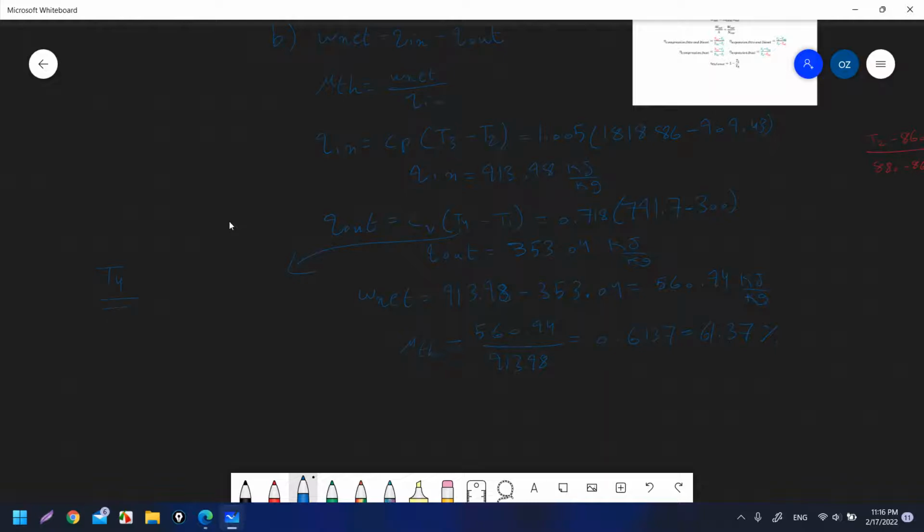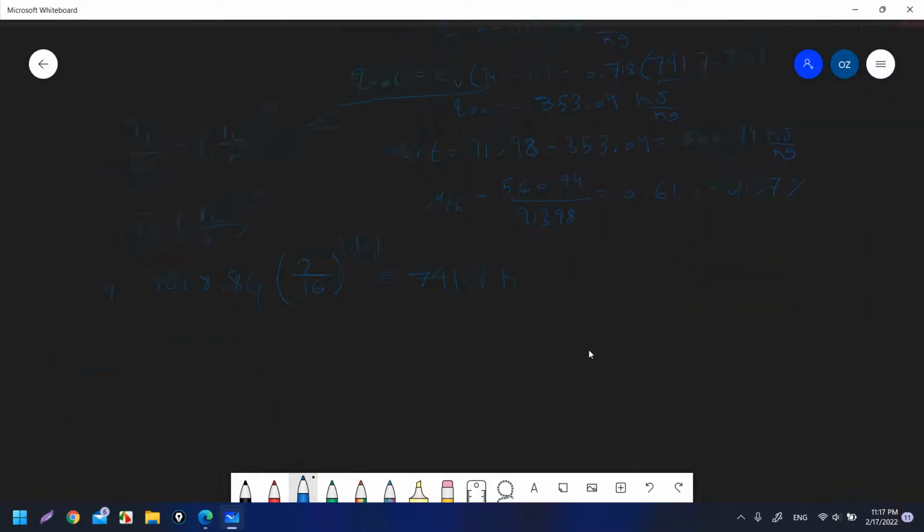T4 over T3 is equal to RC over R power K minus 1. Okay, so T4 is equal to T3 times (RC over R) power K minus 1. T3 we found it in the part A, so T3 was 1818.86, and RC is 2 over 16, K is 1.4 minus 1, so T4 is equal to 791.7 Kelvin. That is where this number came from.